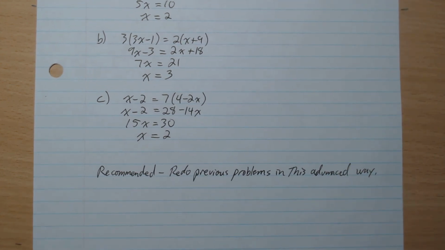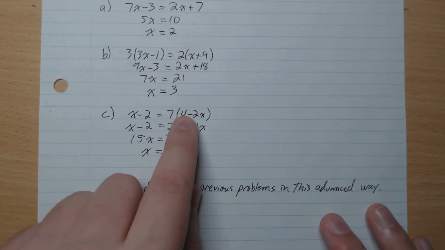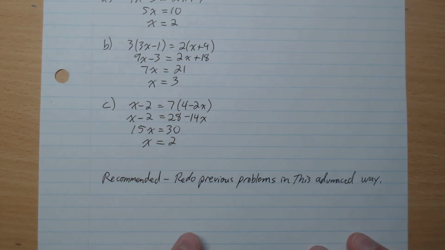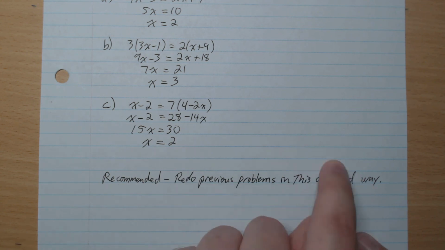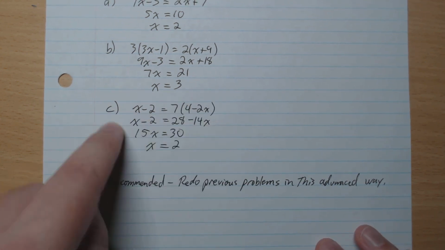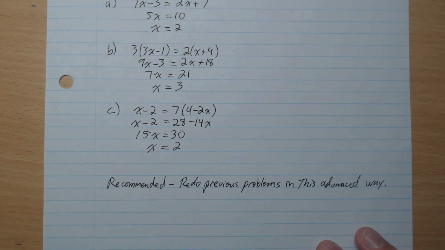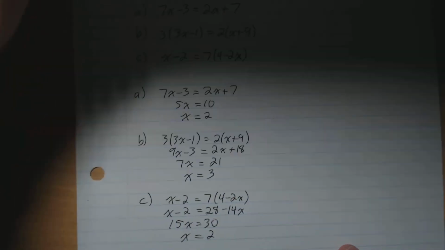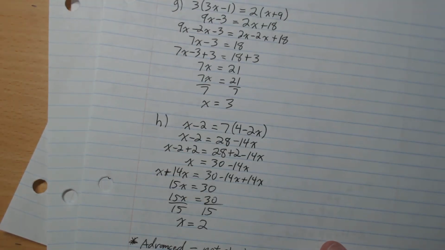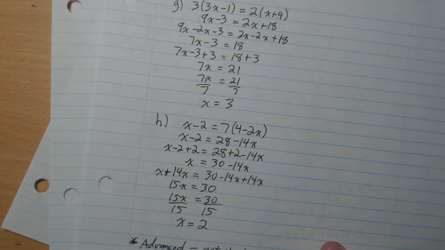If you were able to follow the advanced method that I was doing here where you don't show all the work, I highly recommend that you redo all of the previous problems in this lesson in this advanced manner. I mean, look how much work that is. You don't have to do a lot at all compared to before where we're doing all of these steps, you know, it's maybe half of the work. And so I recommend that you do that for the entire lesson.